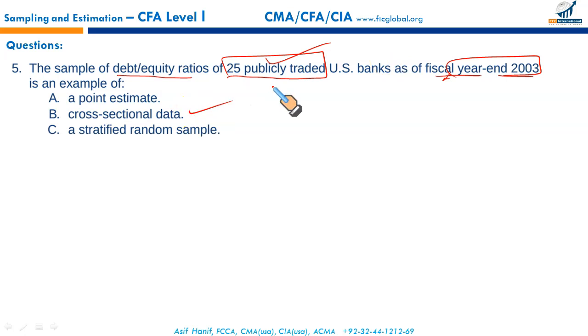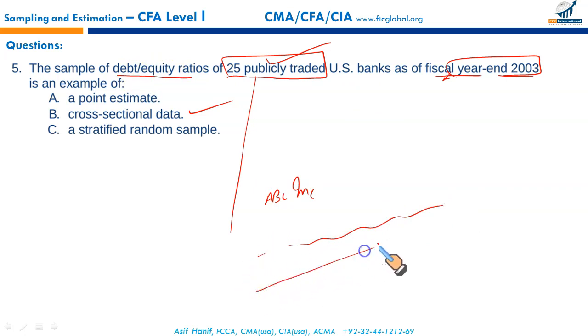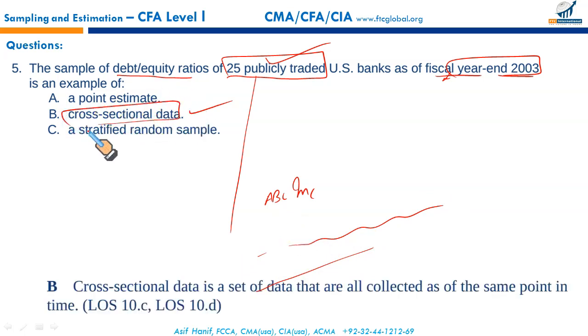Time series data means that we would have selected a single bank, let's say ABC Incorporated, and we would have noted its debt to equity ratio at the end of every year over a certain period of time, or the end of every month for a particular year. That would have meant it's a time series. So this is basically cross-sectional data. Without looking any further, that makes B our correct option.